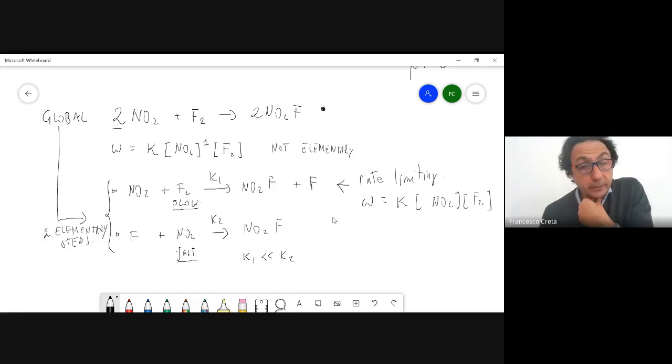These are distinct problems in the sense that I can write down ordinary differential equations for these species using the global mechanism, or I can write down ordinary differential equations for these species using the actual detailed mechanism, the elementary mechanism. And I will get two different systems. In particular, I will get two systems that have different timescales. And that is what is really the important message.